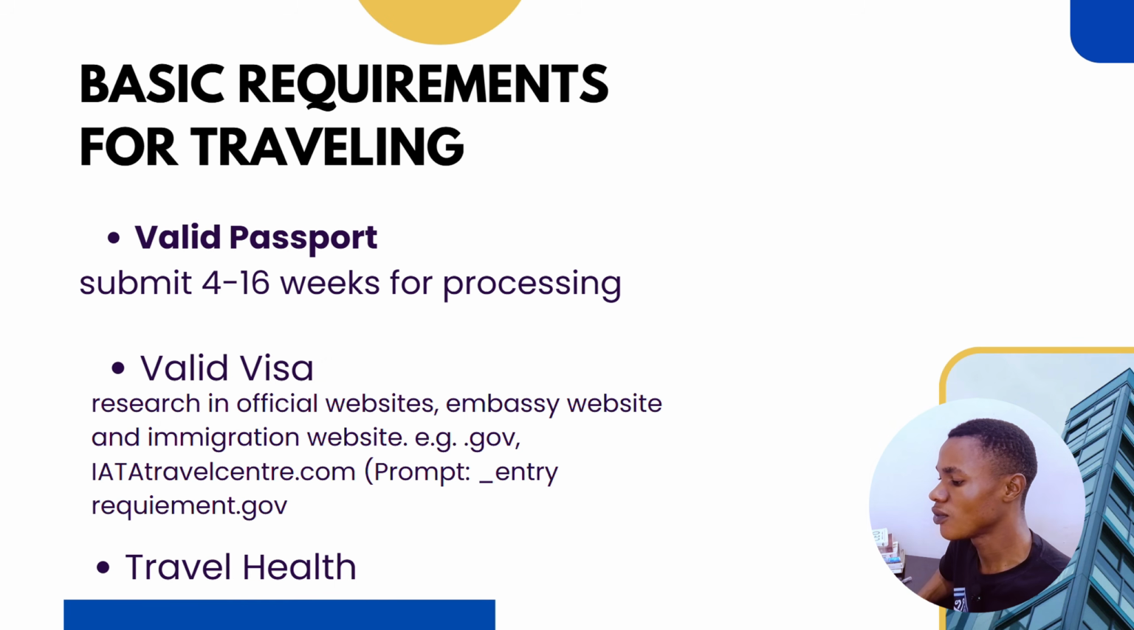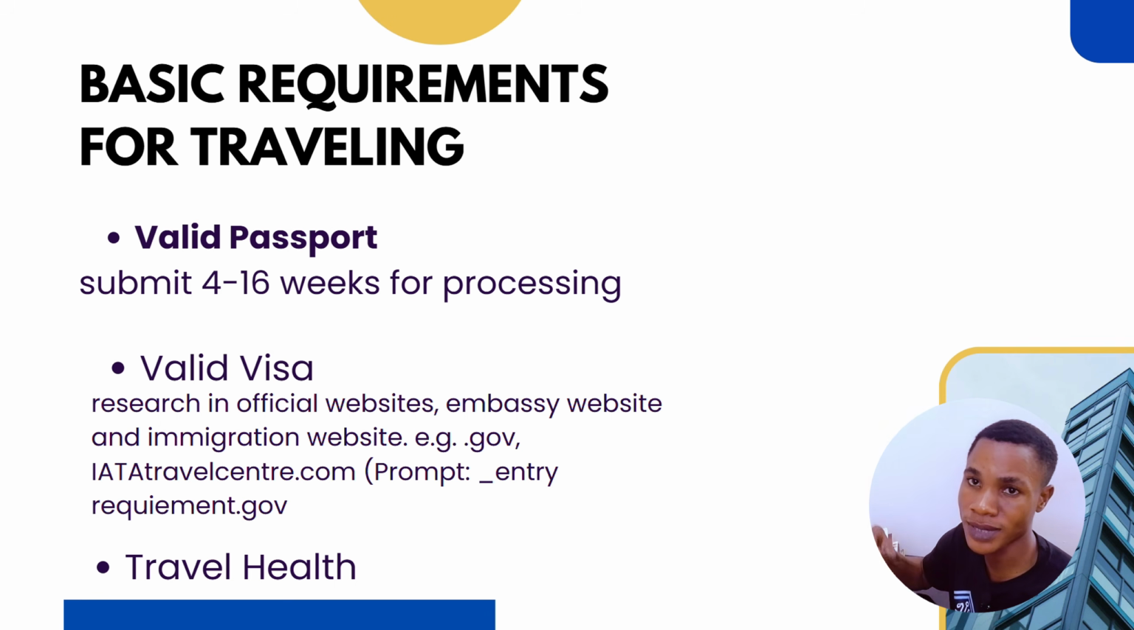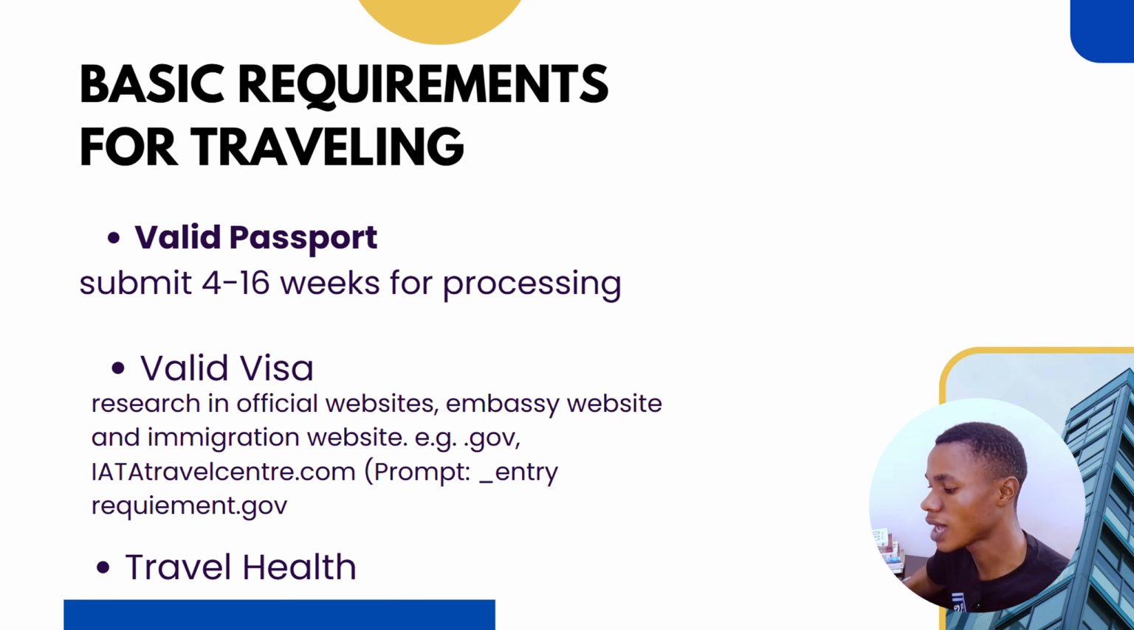And of course, when you are getting a visa, you can research official websites to get the requirements to apply for a visa. If he doesn't have one, you can research an official website or embassy website or an immigration website, for example any website that ends with .gov. And then of course, you can check at AIT travel center to get the requirements to prepare his visa. And of course, his health condition is also very important.